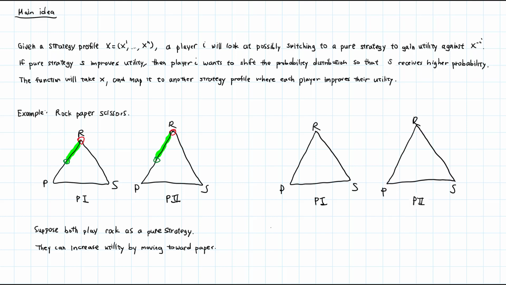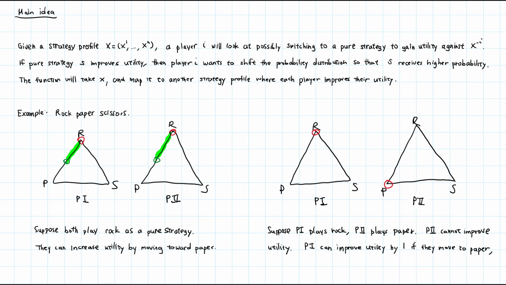In our second instance, suppose that player 1 plays rock and player 2 plays paper, represented by these 2 points. Player 2 has utility 1, so they cannot improve their utility. On the other hand, player 1 has utility minus 1, so they can improve utility by 1 if they move to paper, or they can improve their utility by 2 if they move towards scissors. So the function will move player 1's profile towards both paper and scissors, but more so for scissors than paper.